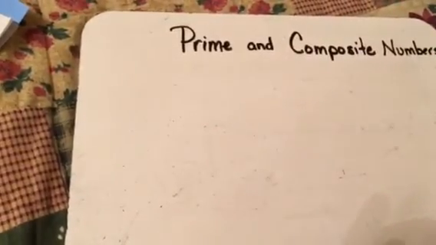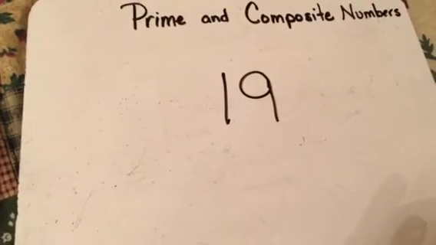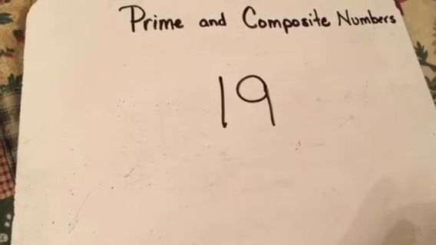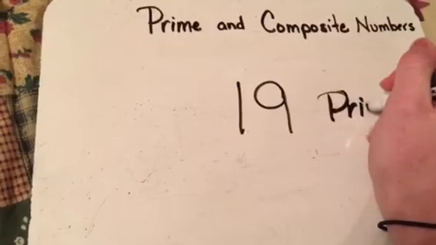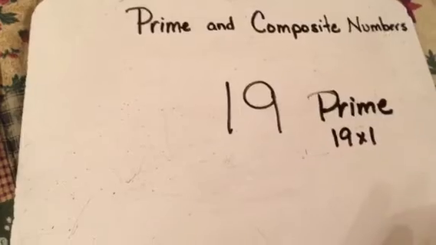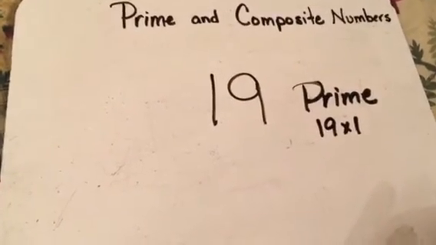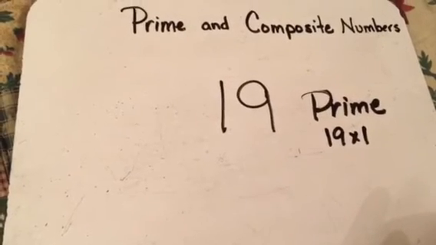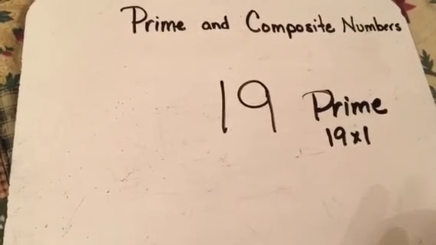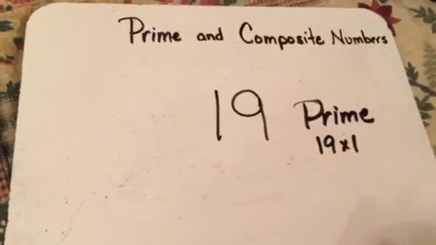Try the number 19. 19 is prime. Hopefully you guessed that one right. The only factors are 19 and 1. And again, right here you could have looked, it's an odd number, so we know we're not going to get a 2 out of it. 3 times nothing gives me 19. 4 times nothing. 5 doesn't work. So this is a prime number because it only has 2 factors, itself and 1.